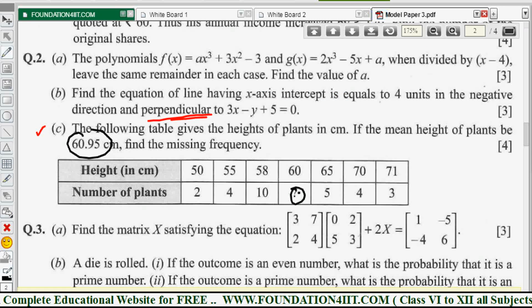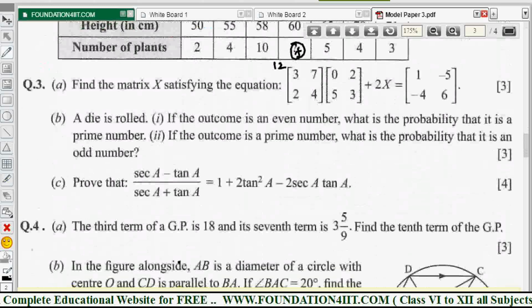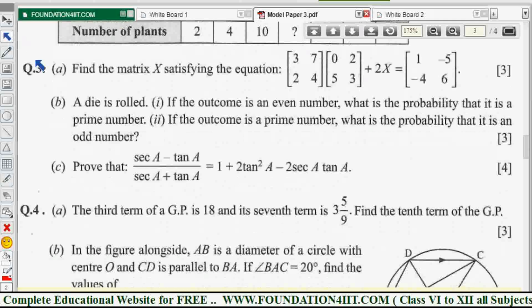So the missing frequency f I took is 12. And this is question number 2. Let us see and solve the next problem. We'll solve the sums. Okay, so in question number 3, the first one is from the matrix chapter, the second is from probability, and the third is trigonometry. So let us solve one by one.